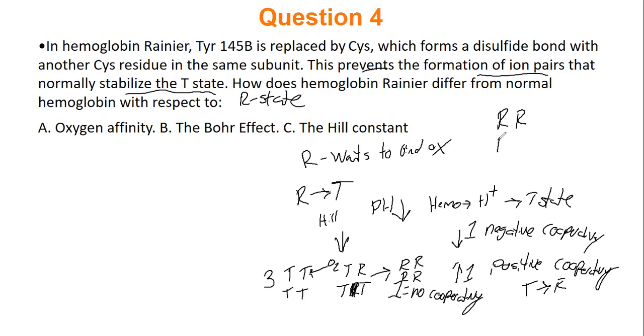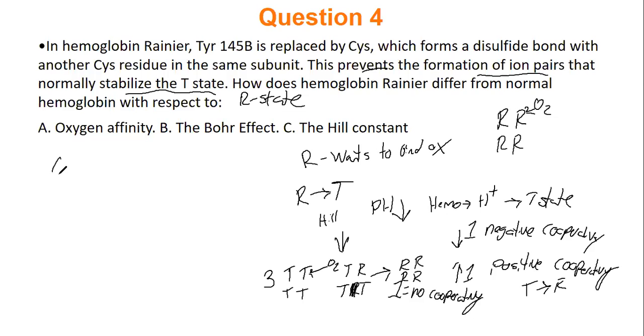But if I'm already all in the R state, I'm at the maximum amount that I want to bind oxygen. So if oxygen is around and I bind oxygen to one subunit, the affinities of the other subunits are unchanged. I'm already bound to oxygen. So if you cannot change forms, if hemoglobin cannot go from T to R, if hemoglobin does not have two forms, then there is no cooperativity.